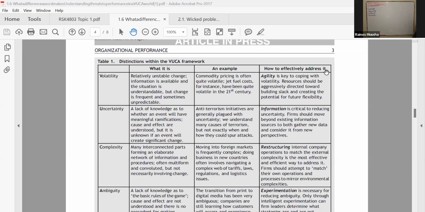Are there any questions regarding the first acronym? Any questions? Yes. Could an example of volatility be, I didn't quite get you. A change in interest rates? Could it be an example of volatility?